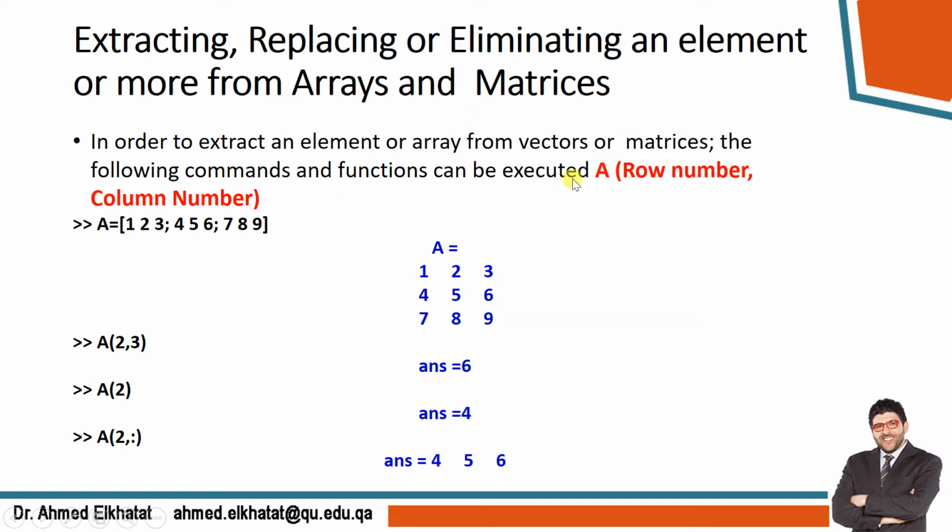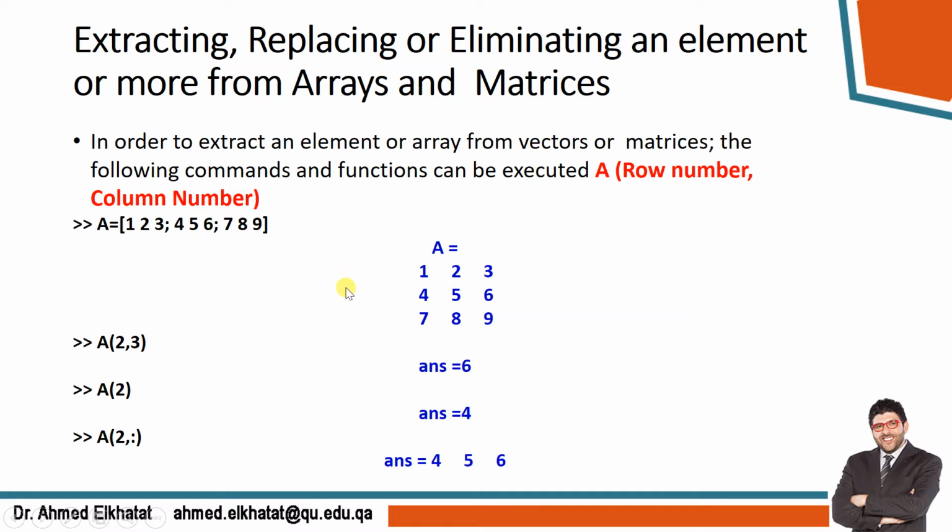And remember, we don't put an equal sign or anything else, just the parentheses with the row number, a comma, and the column number. So let's try. Here we have A equals 1 2 3 semicolon 4 5 6 semicolon 7 8 9. So we have created a matrix here. Now suppose that we want to extract 6. It's in the second row and third column, so we say A parentheses 2, 3. So this will extract 6.